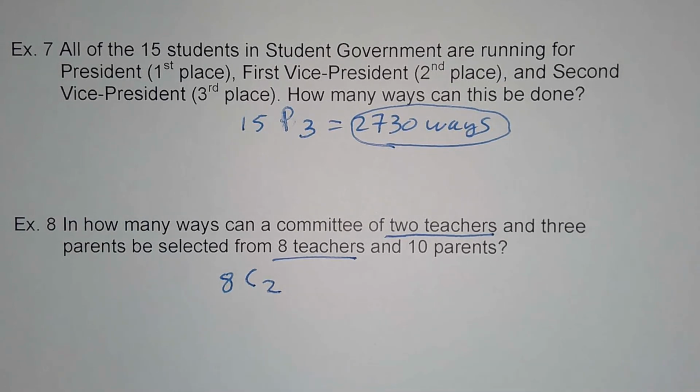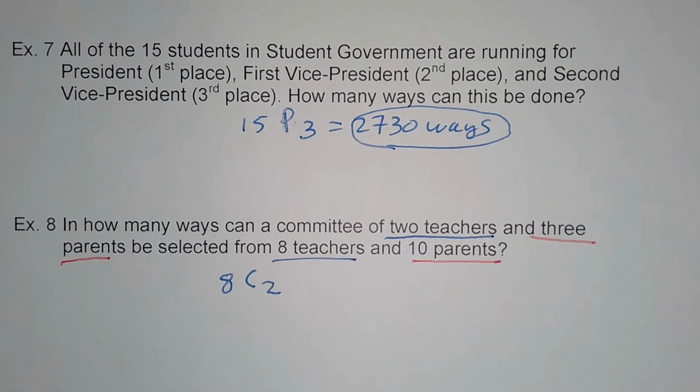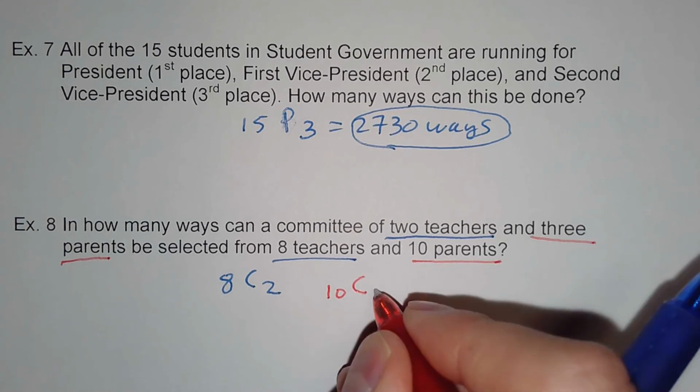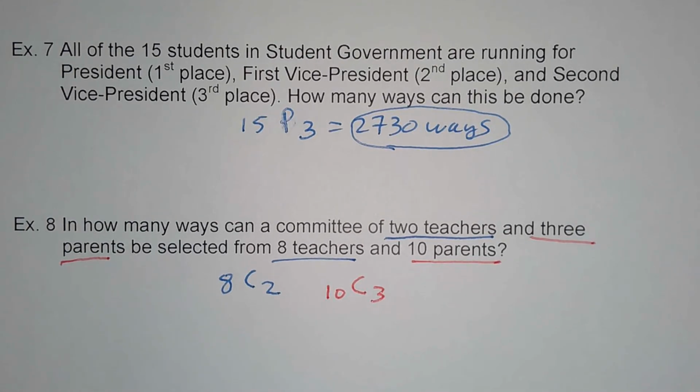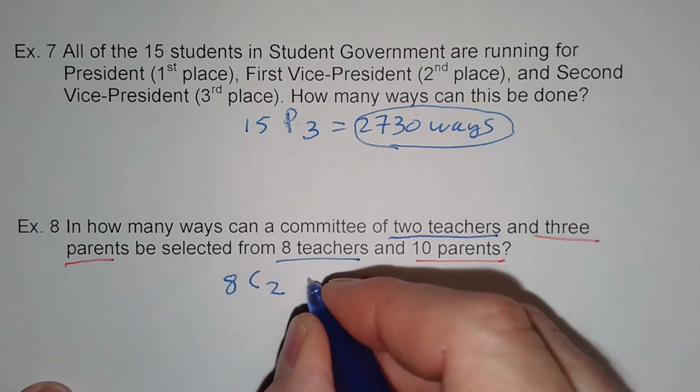So this is 8C2. Then I've got the parents. I'm selecting 3 parents from 10 parents. So again, the larger number first, 10C3. And then using the fundamental counting principle, here are the number of ways I can select the teachers. Here is now the ways that I can select the parents. So I'm going to be multiplying these two answers.